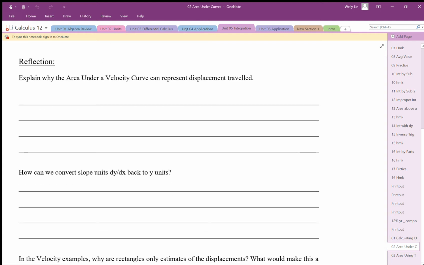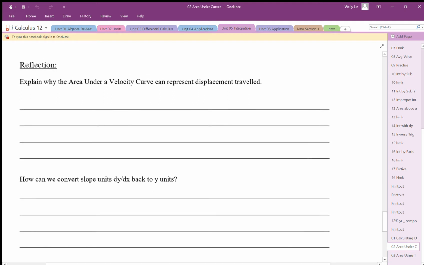So the reflection is we want to make sure you do this reflection on your own, and then you can look at what my reflections might be. These should be more personal than anything, but I'll give you what my explanations for these would be.